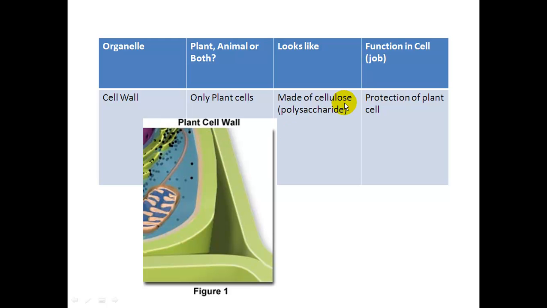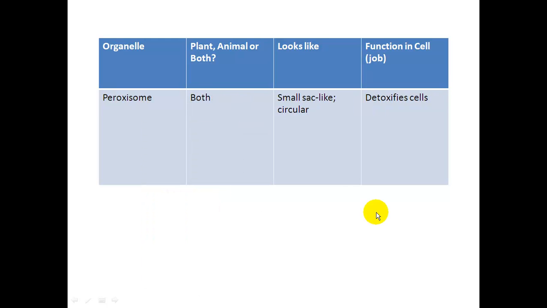They are made of cellulose, so they are made of a bunch of glucose molecules bonded together, which is a polysaccharide, which is the carbohydrate macromolecule. And its job is to protect the plant cell, okay?